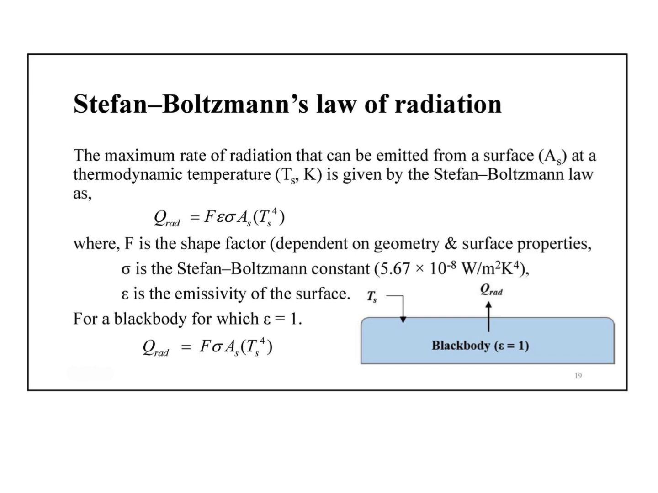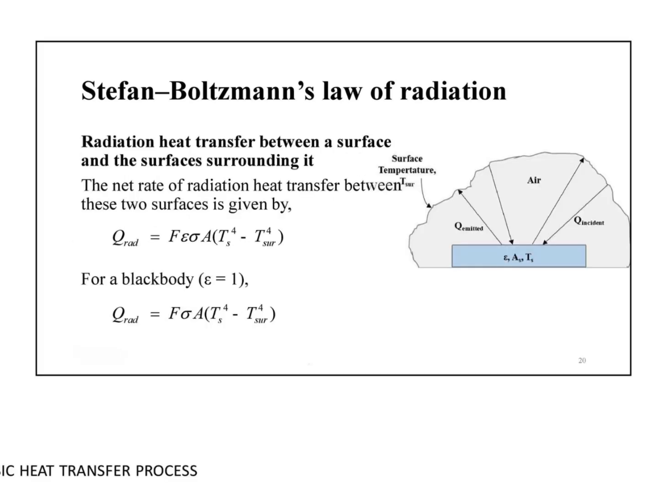Moving to next slide. Net radiation heat transfer. The net radiation between two surfaces is given by Q equals shape factor times sigma times area times the difference between T1 to the fourth and T2 to the fourth power.